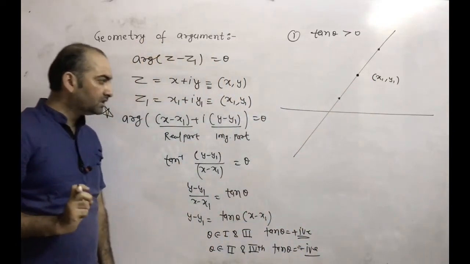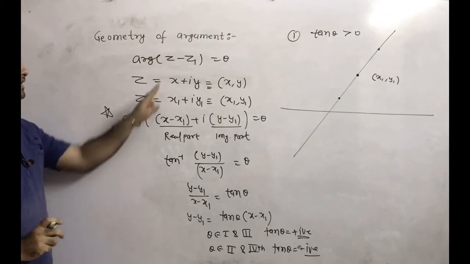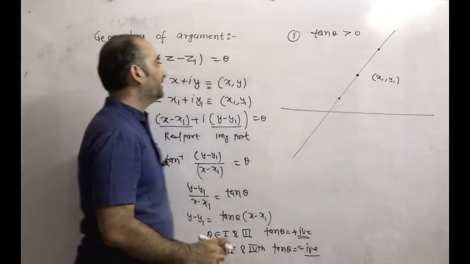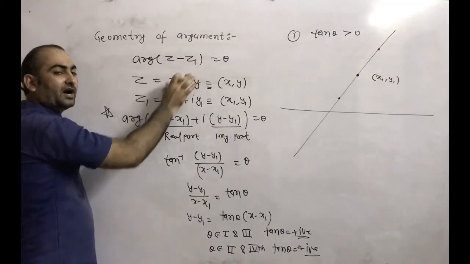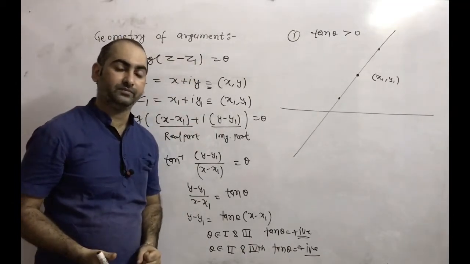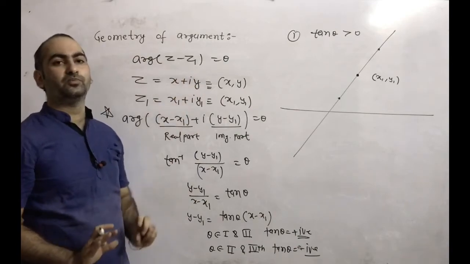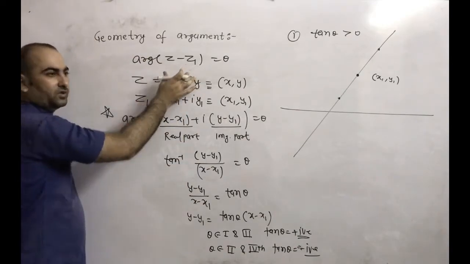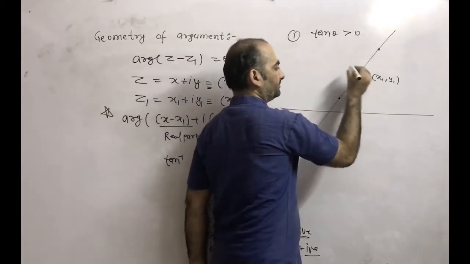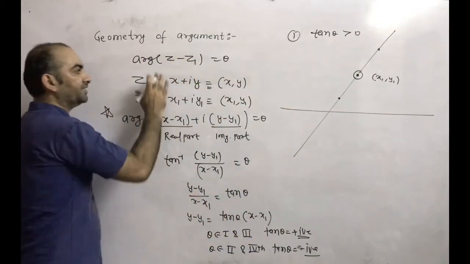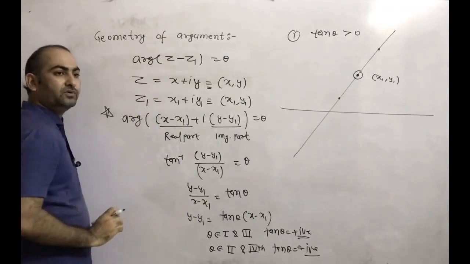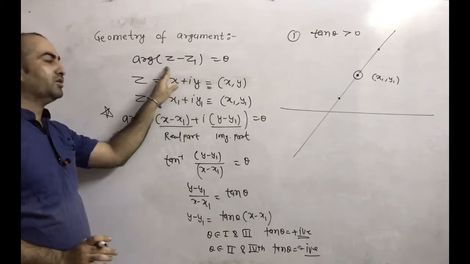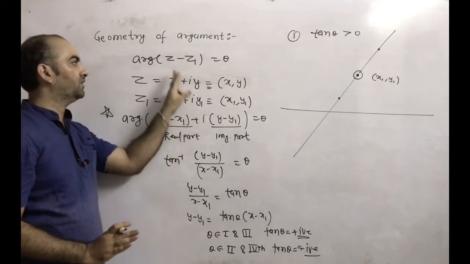Clear? Now here we can say that if z equals z1, that means x comma y comes at this point. Then this will be argument of 0, and argument of 0 is undefined. That means z equal to z1 is not possible. Okay, if z equals z1, then this is undefined. So this point is not included. Clear? Because we are representing this one. So it depends on theta values. Okay, so if z equals z1, then argument of 0 is undefined. So z is not equal to z1.